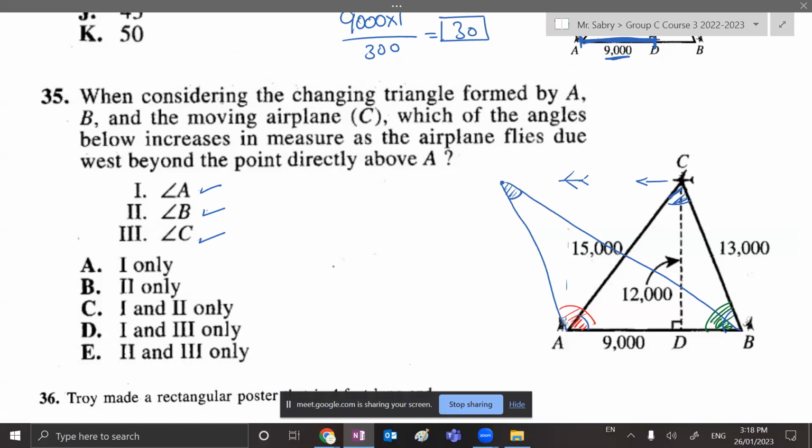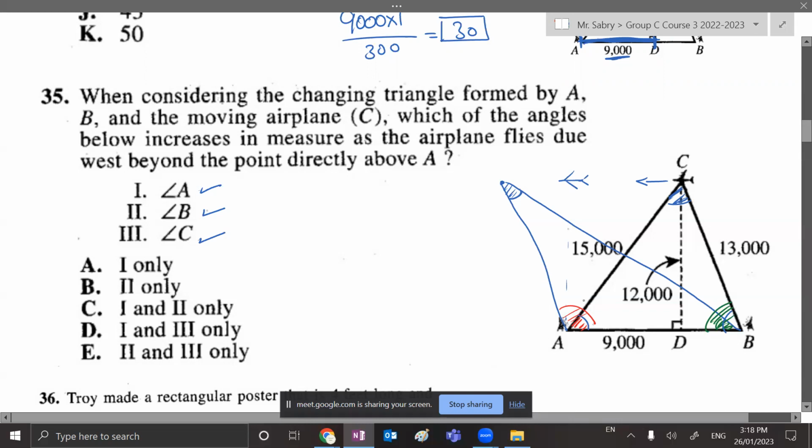Is it C? You think the answer is 2 and 3, which means B and C will change, but A will not change. Is that what you're trying to say, Carlo? Oh, okay. Look at, for example, let me make a better drawing.